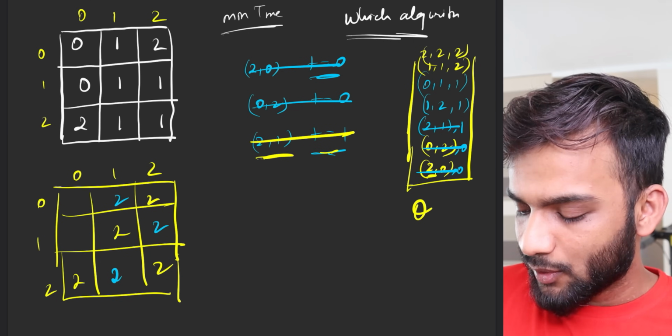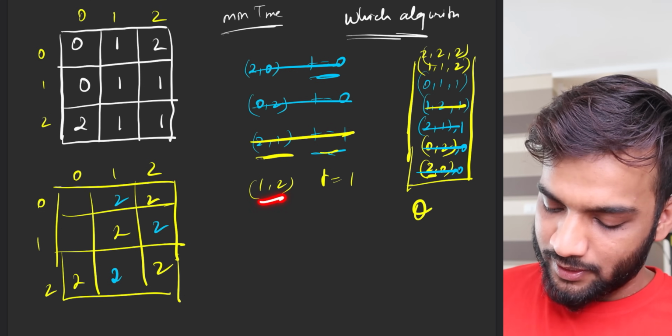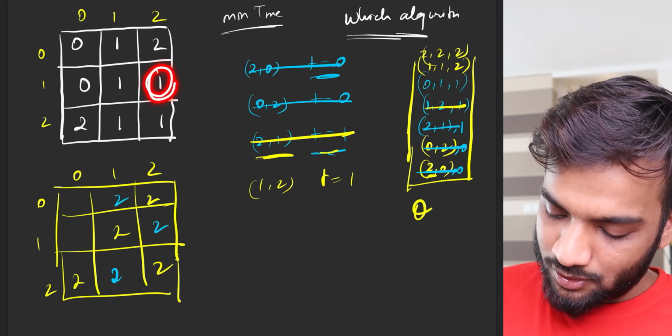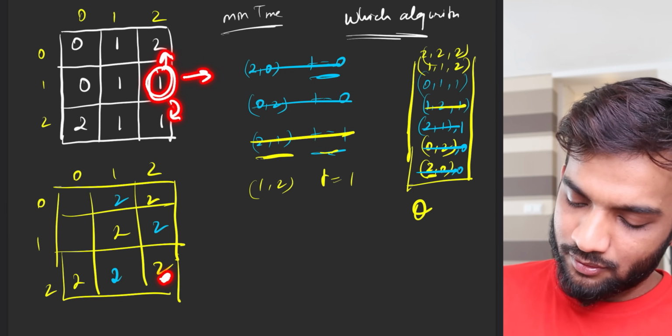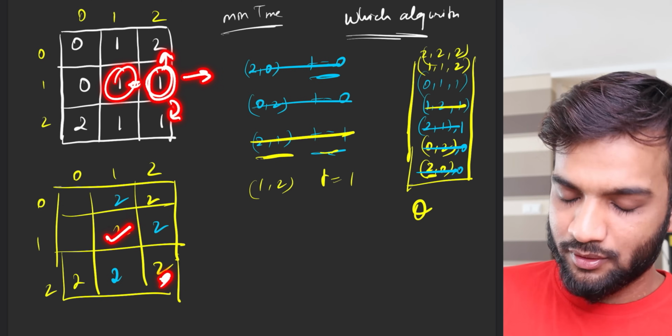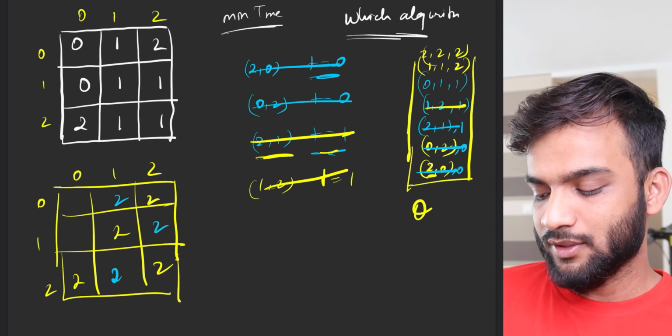At the next, you take 1 comma 2 comma 1. This is a time equal to 1. Where is 1 comma 2? Let's write it. 1 comma 2 is here. Already rotten, invalid, already rotten, already rotten. So there are no fresh oranges remaining. So done with this as well.